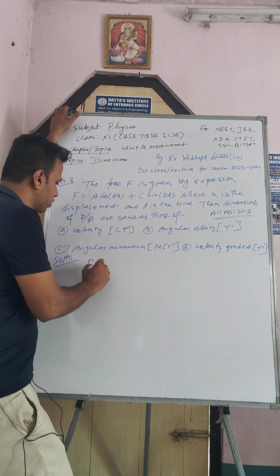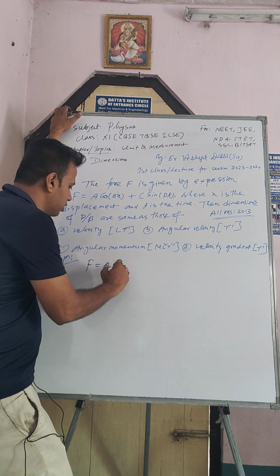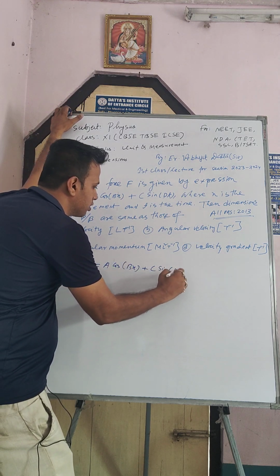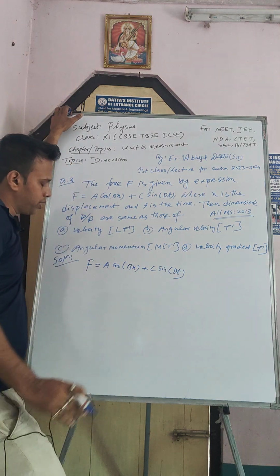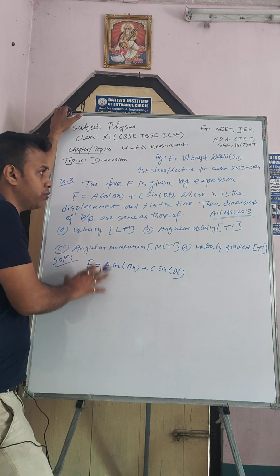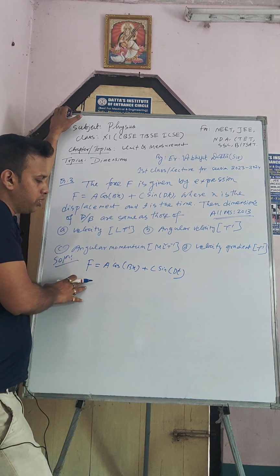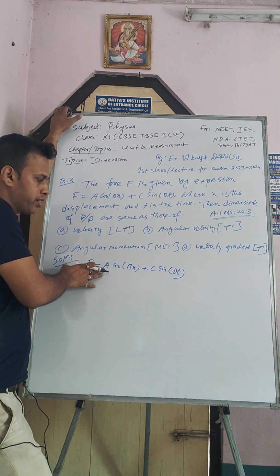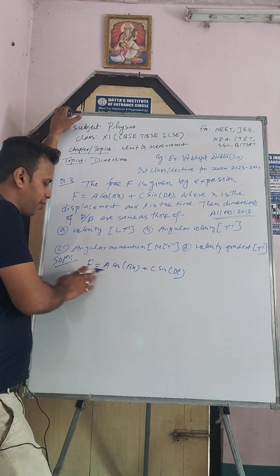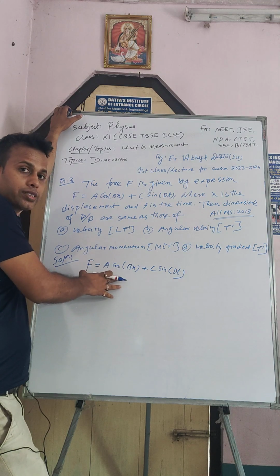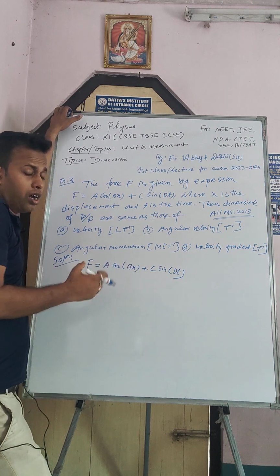Okay, so F equals A cos bx plus C sin dt. From that we have to find out the dimensions of B and D. Sir, in the previous session they were given here and here, and we made this part and this part dimensionally equal. It's so simple. But here cos theta and sin theta are given. How can I find this one?